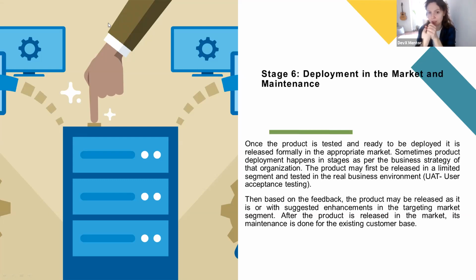It's user acceptance testing. It's for some category of people, like a small group, to see how the product works. And then based on the feedback, the product may be released as it is, or with suggested enhancements in the targeted market segment. After the product is released in the market, its maintenance is done for the existing customer base.